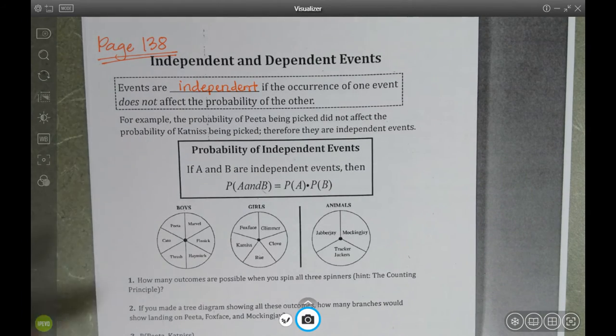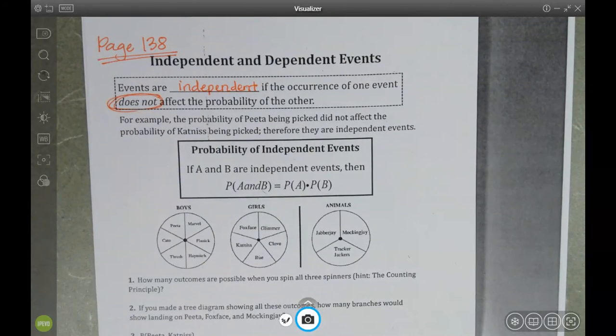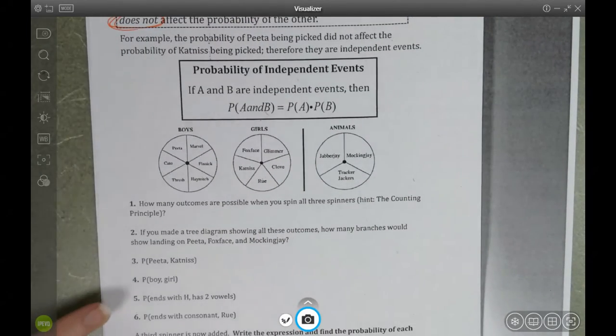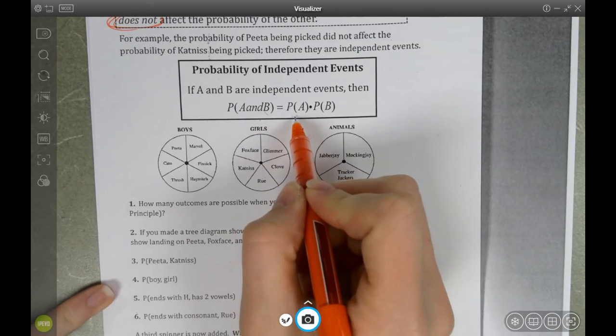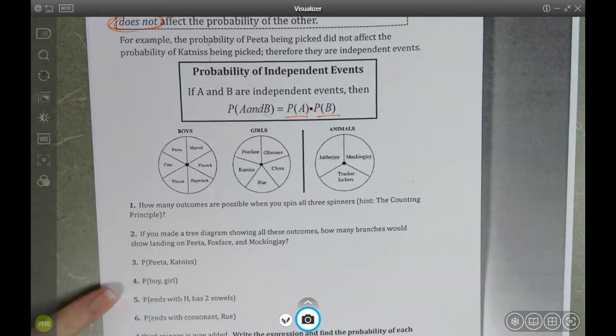Events are independent if the occurrence of one event does not affect the probability of another event. For example, the probability of Peeta being chosen did not affect the probability that Katniss was chosen, and vice versa. Therefore, they are independent events. Okay? So if they are independent, then the probability of A and B is equal to the probability of just A times the probability of just B.